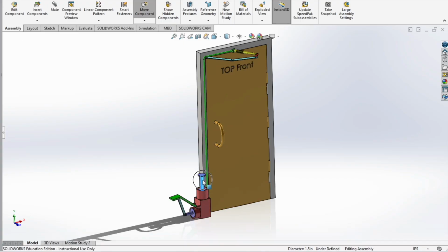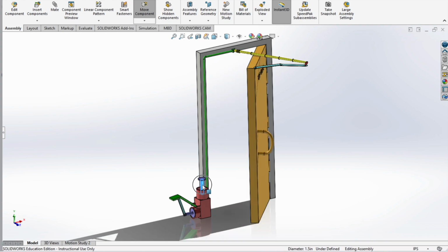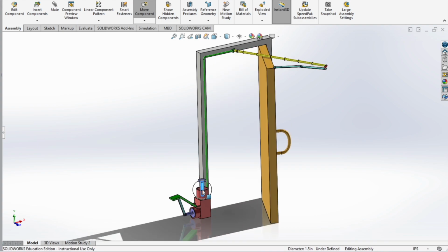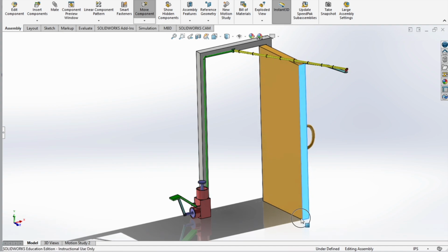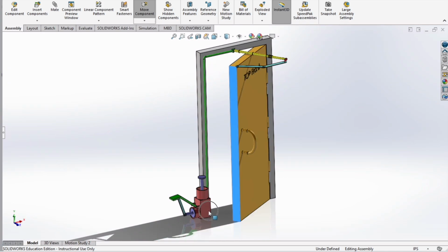Here is a demonstration of the mechanism. As the piston is pushed down, the hydraulic rod is extended, and the force of the rod pushes the door open. When the force on the piston is released, the rod collapses and the door closes. This simple operation of only one step is how the mechanism operates.